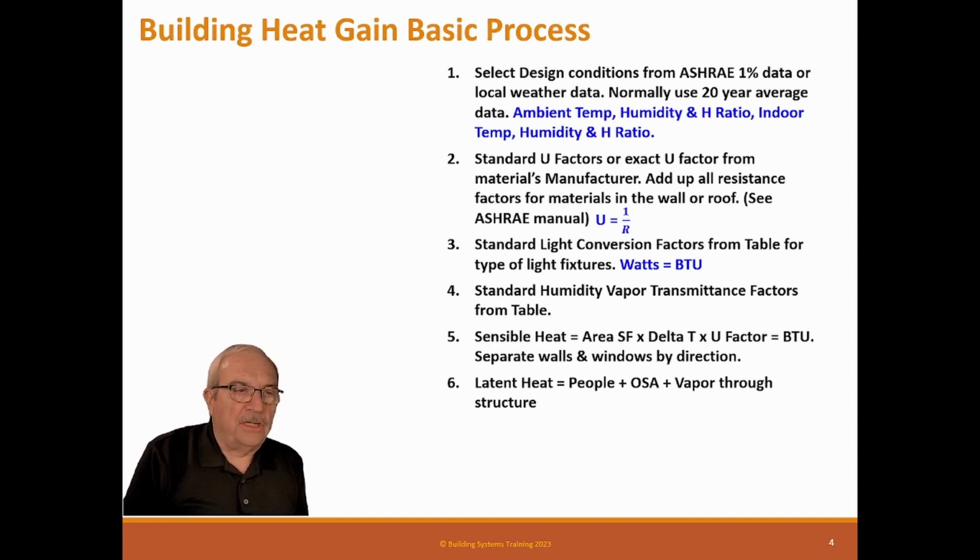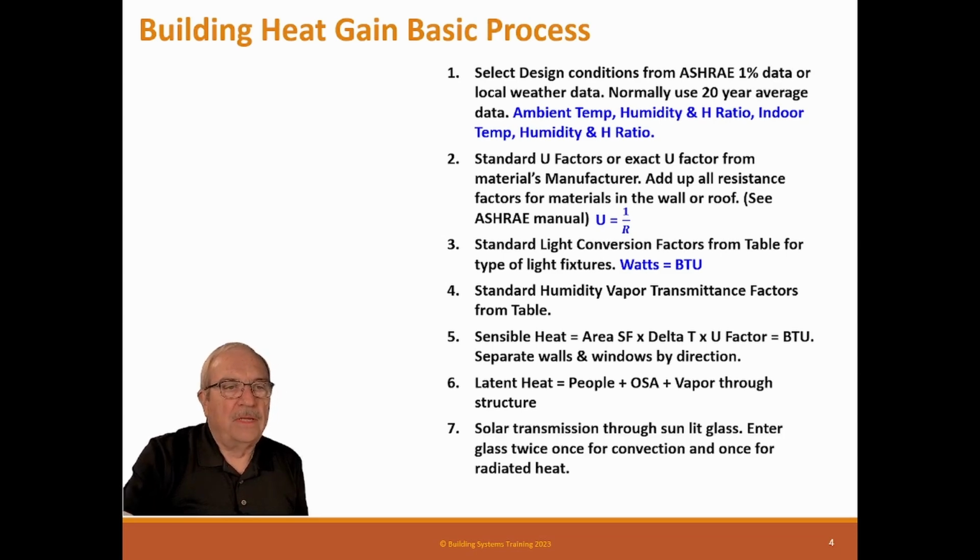windows that aren't sunlit and then add the sunlit portion of the window, because the sunlit portion has a whole bunch of heat. So what we try to do is keep direct sun off the windows if at all possible, with outside shades or trees or something, because sunlit windows put a whole bunch of heat into a space. And then solar transmittance through sunlit glass, what I just said.